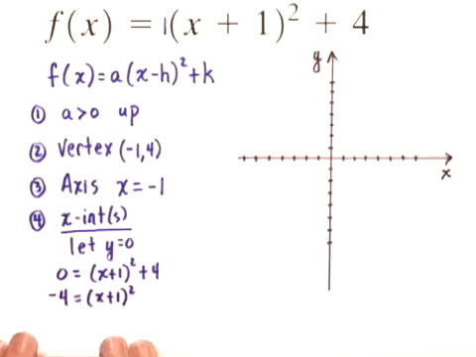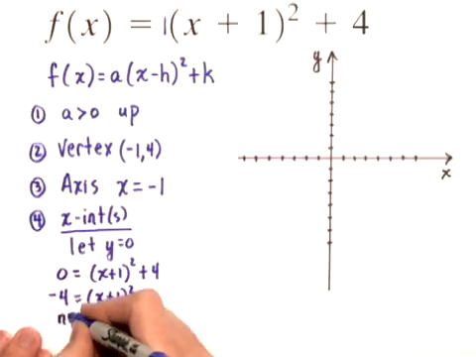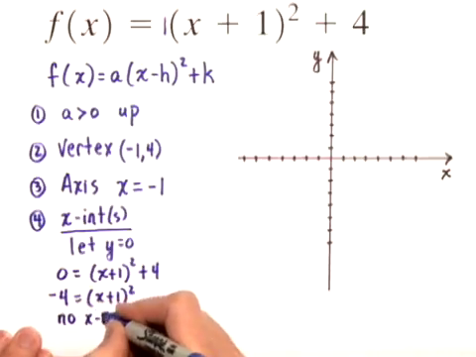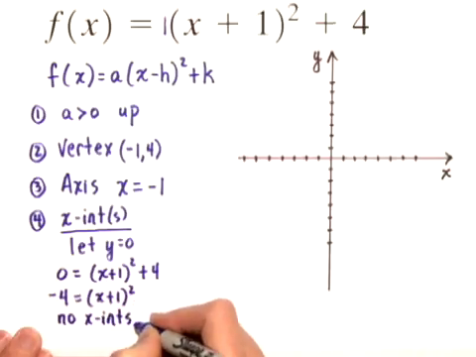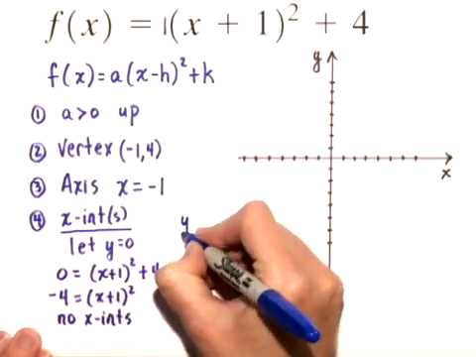But notice, if I take the square root of both sides, on the left-hand side I'm taking the square root of negative 4. That's not a real number. This means that there's no real solution to this equation, so there are no x-intercepts. How about the y-intercept?